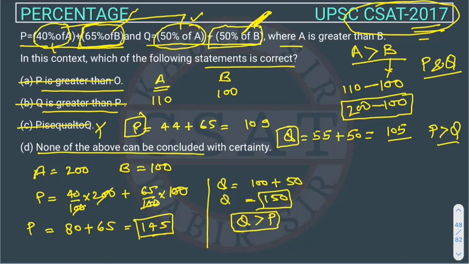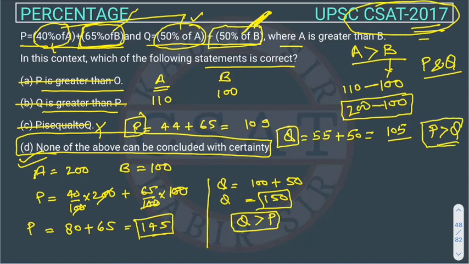So none of the above can be concluded with certainty. This is our answer, because in one case we are getting P greater than Q, and in the other case we are getting Q greater than P. This is a good question, and UPSC normally asks this type of question nowadays, so you should be smart enough. Fine. If you still have any problem, you can comment and ask us.